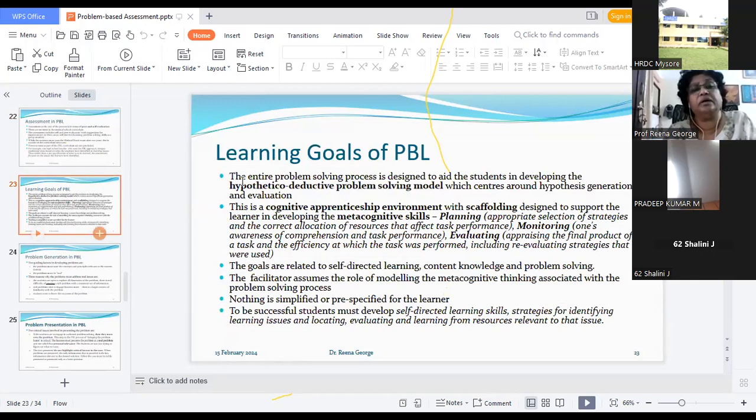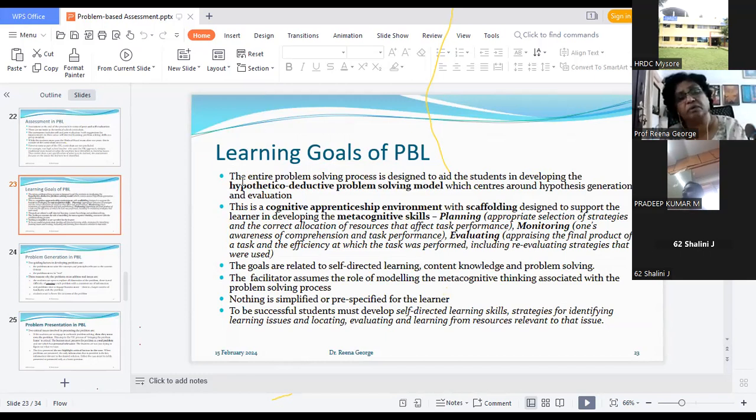Now, if we go to the learning goals of PBL, the entire problem solving process is designed as a hypothetical deductive problem solving model. We know the hypothetical deductive model Piaget has given. That is, you formulate a hypothesis and apply deductive logic and arrive at the solution. Or it is more of a cognitive apprenticeship environment with scaffolding. The student is like an apprentice, working along with the teacher. The teacher is a more experienced person in the environment.